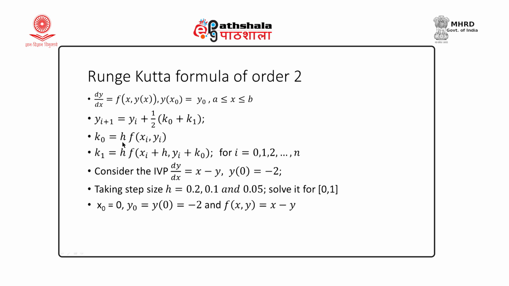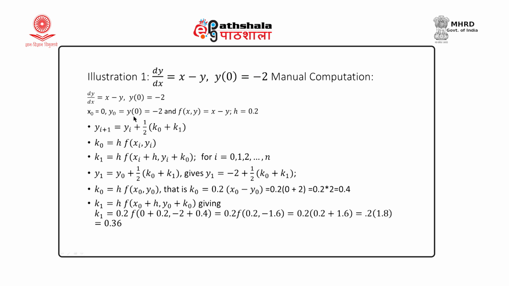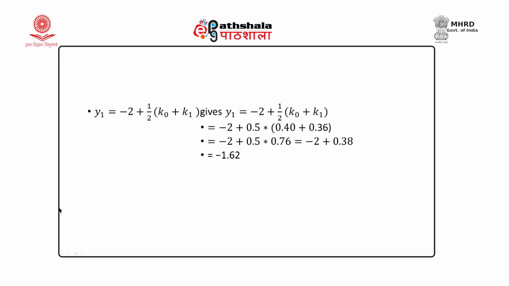We had solved one example also. For illustration we used dy/dx is x minus y, with y at 0 equal to minus 2, so x_0 becomes 0 and y_0 becomes minus 2. We use this formula to calculate k_0 and k_1, and we got the value of y_1 as minus 1.62.